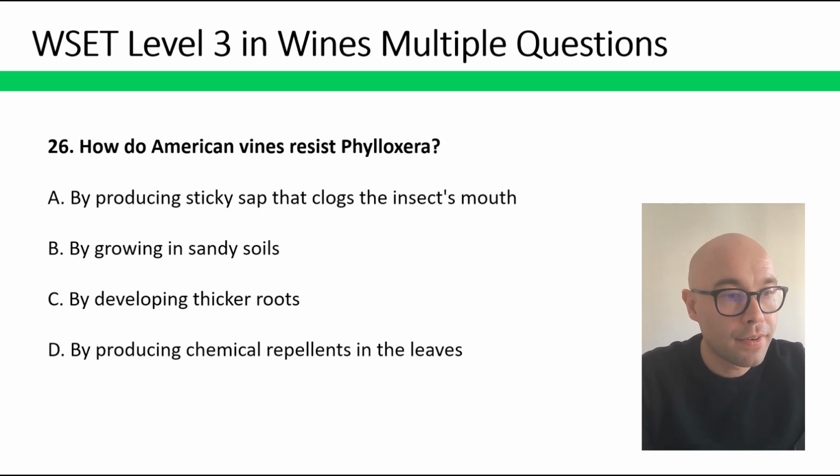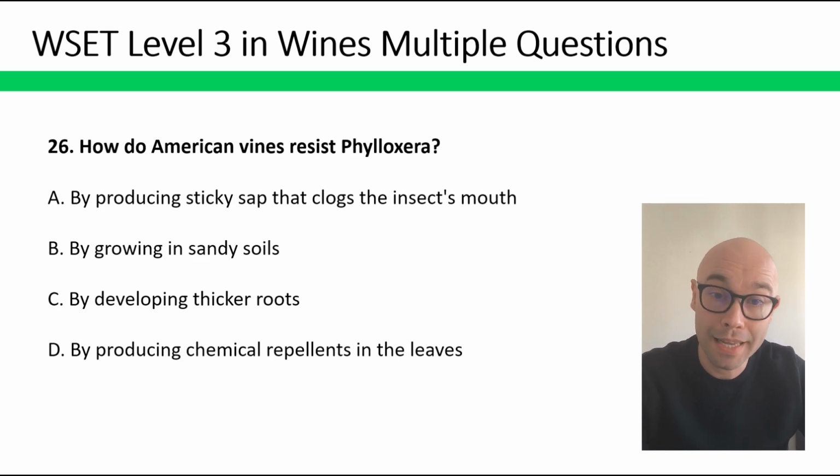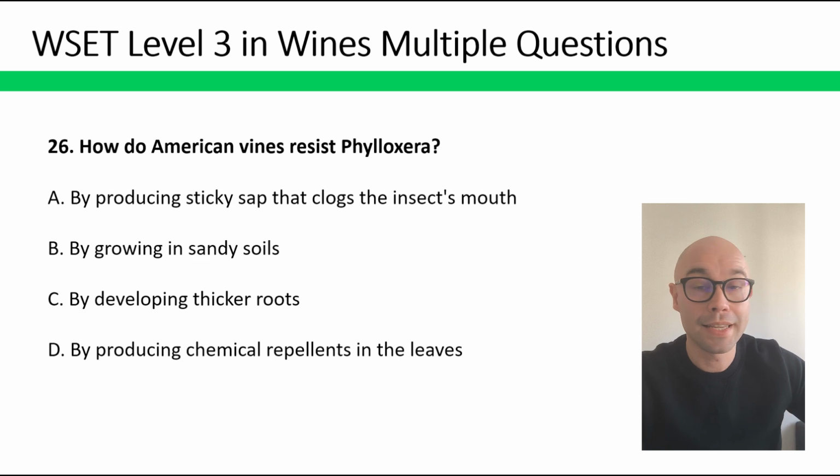How do American vines resist phylloxera? By producing sticky sap that clogs the insect's mouth, very specific. By growing in sandy soils, by developing thicker roots, by producing chemical repellent in the leaves. The correct answer is A, by producing sticky sap that clogs the insect's mouth. So I assume it kills it as well.